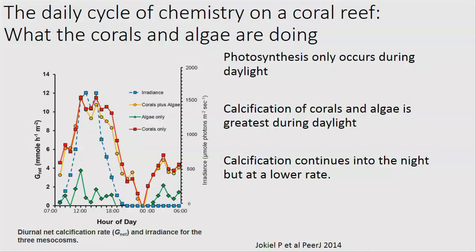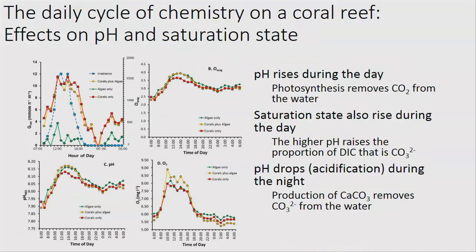What's been plotted here is the rate of calcium carbonate production. And you can see that the rate of calcium carbonate production is highest in the daytime, and it's lower at night, but even at night it's still producing calcium carbonate. They're still growing. So let's see how that affects the chemistry.